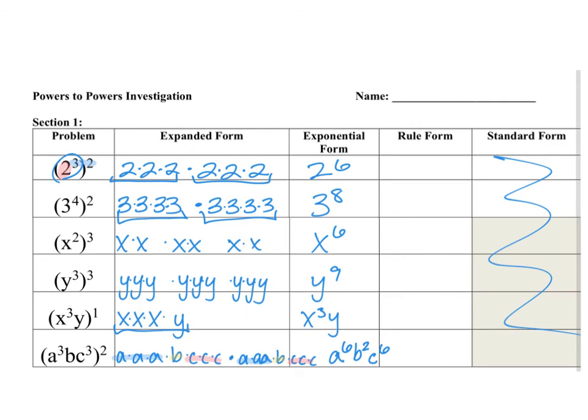And hopefully you realize that the rule this time is when we were raising something to a power, our powers to a power, we were multiplying the power. So this was 2 to the 3 times 2 would get us to 2 to the 6, and 3 to the 4 times 2, x to the 2 times 3, y to the 3 times 3, x to the 3rd times 1, and y to the 1 times 1. And this one was a to the 3 times 2, b to the 1 times 2, c to the 3 times 2. So the rule is, we'll write the definition on my next slide.